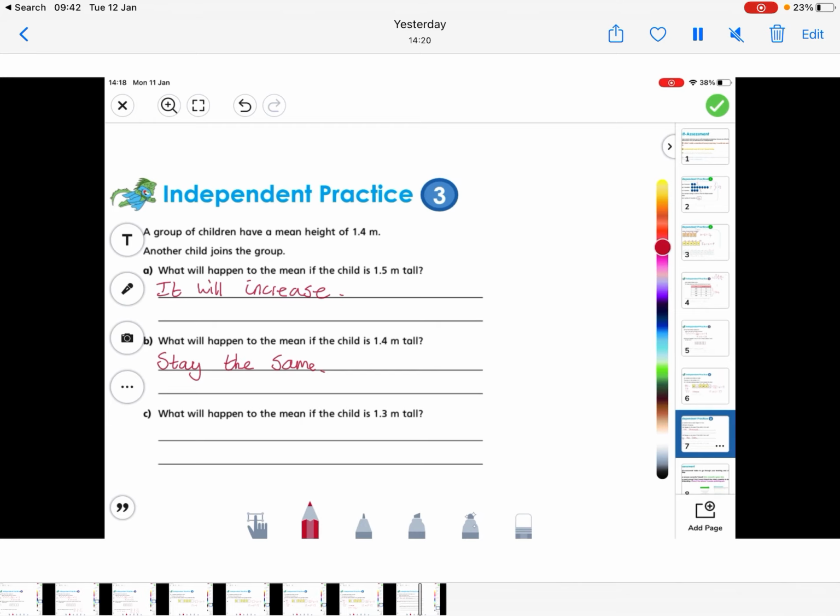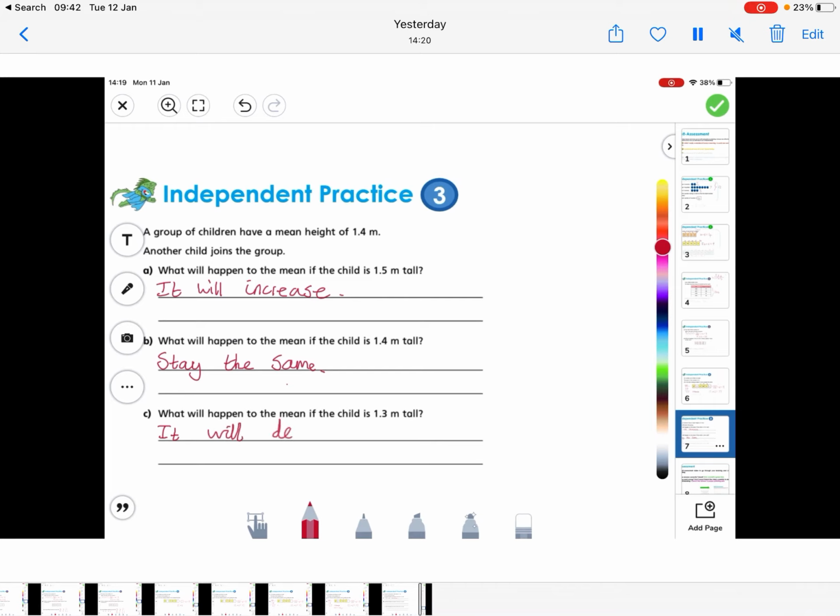And C, what will happen to the mean if the child is 1.3 meters tall? The mean will decrease.